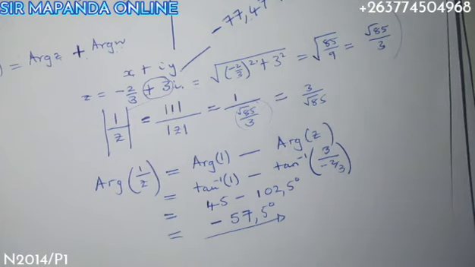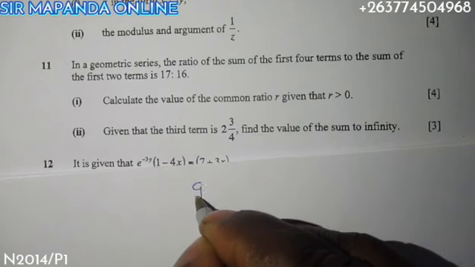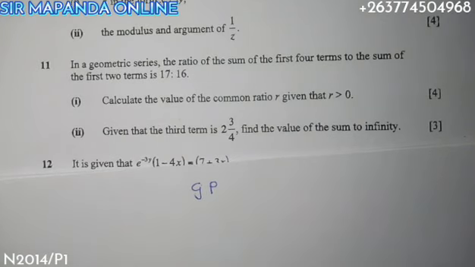I want you to stay tuned as we move on to question number 11. It reads: in a geometric series, the ratio of the sum of the first 4 terms to the sum of the first 2 terms is 17 over 16. By the way, what is the formula to find the sum of a GP? This is the question now.